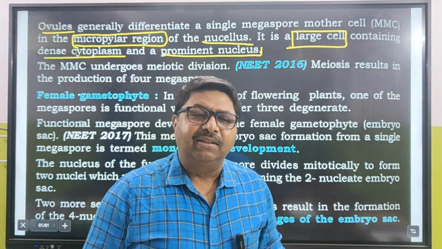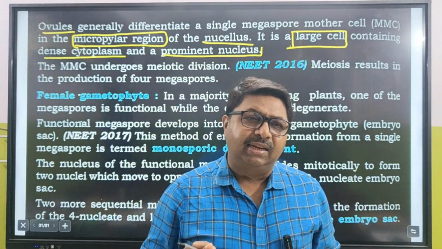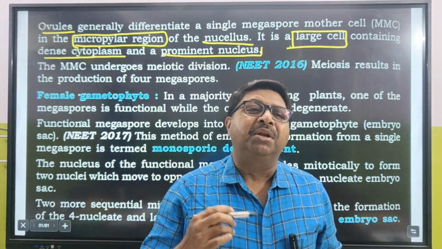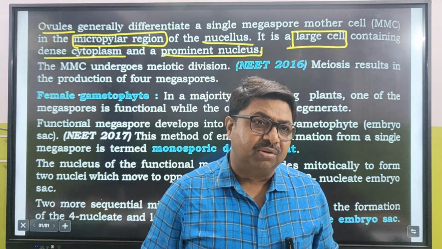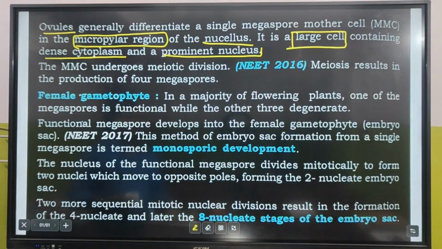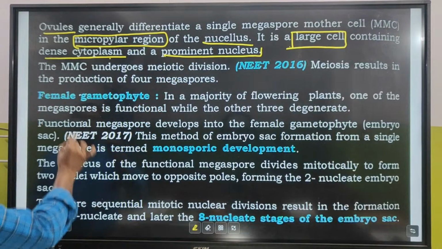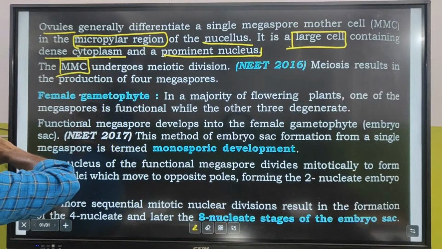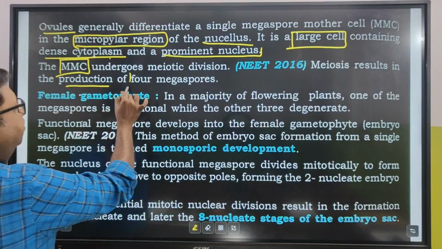If you see in the chapter on cell cycle and cell division, when the nucleo-cytoplasmic ratio is increased, the cell is going to grow and show cell division. So meiosis is going to occur in the megaspore mother cell, because it is a large cell with a prominent nucleus and dense cytoplasm. The megaspore mother cell undergoes meiotic divisions. Meiosis results in the production of 4 megaspores.